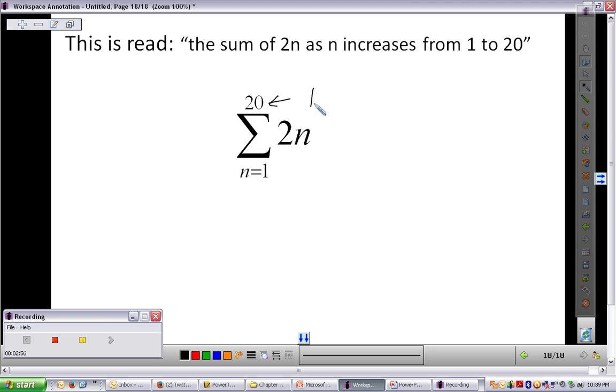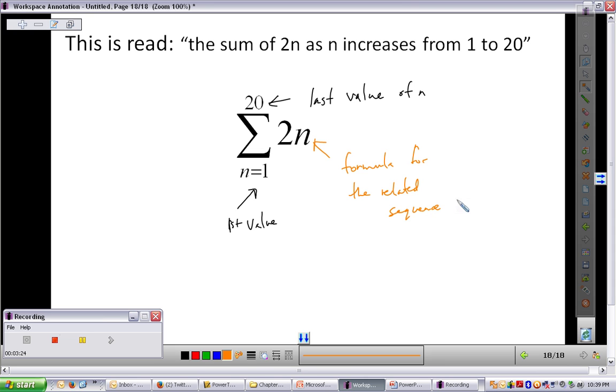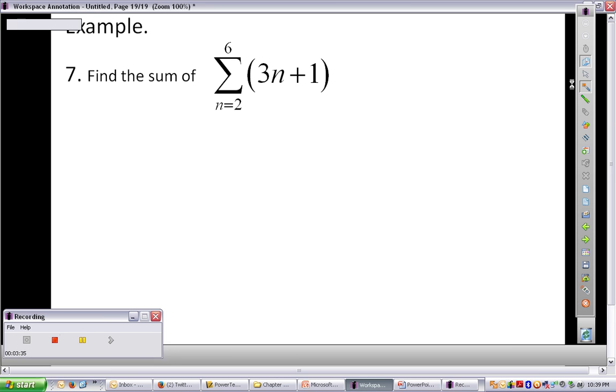So this right here is the last value of n. Down here at the bottom is the first value. And then this right here is going to be the formula for the related sequence. Again, still sigma notation. We're still talking about some series, the sum of different things. So let's look at an example and get some more explanation here.